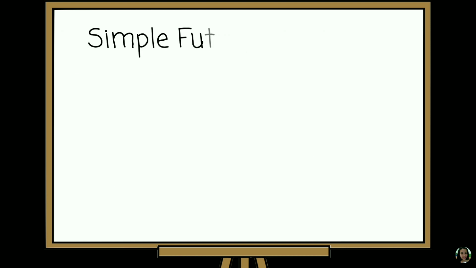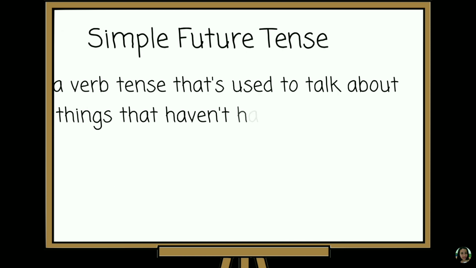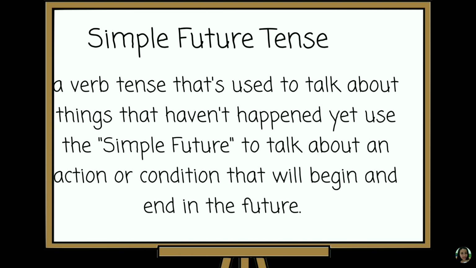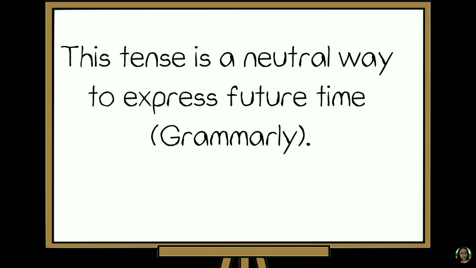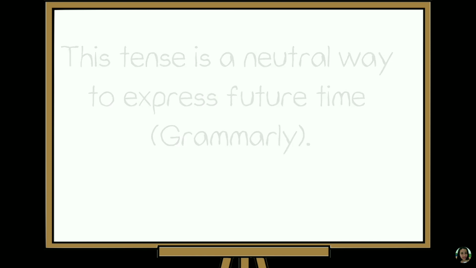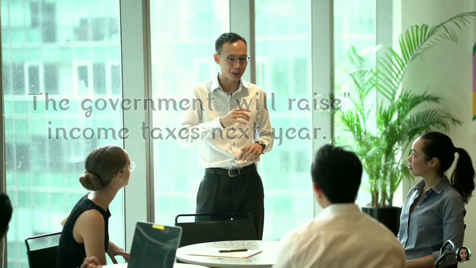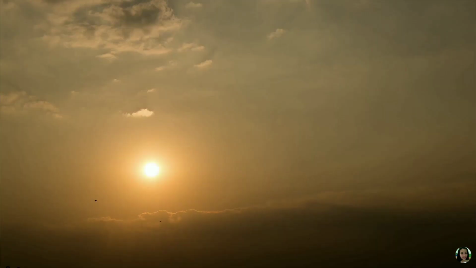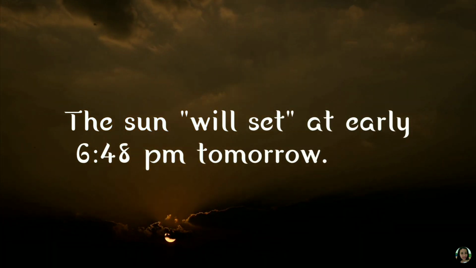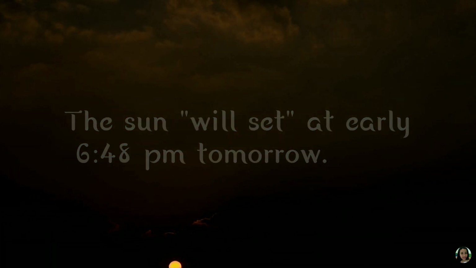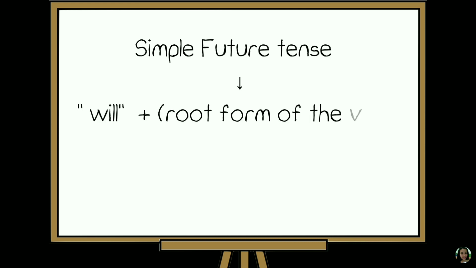Next, the simple future tense is a verb tense used to talk about things that haven't happened yet. Use the simple future to talk about an action or condition that will begin and end in the future. This tense is a neutral way to express future time. For example, the government will raise income taxes next year. The sun will set at 6:48 p.m. tomorrow. To form the simple future tense, use will plus the root form of the verb.